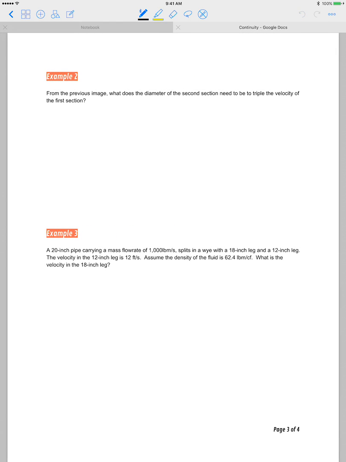From the previous image, what does the diameter of the second section need to be to triple the velocity of the first section? Okay, so we know that Q1 equals Q2. That's given. We also know that the velocity of number 2 is going to be equal to 3 times the velocity of number 1. There's your trick right there.